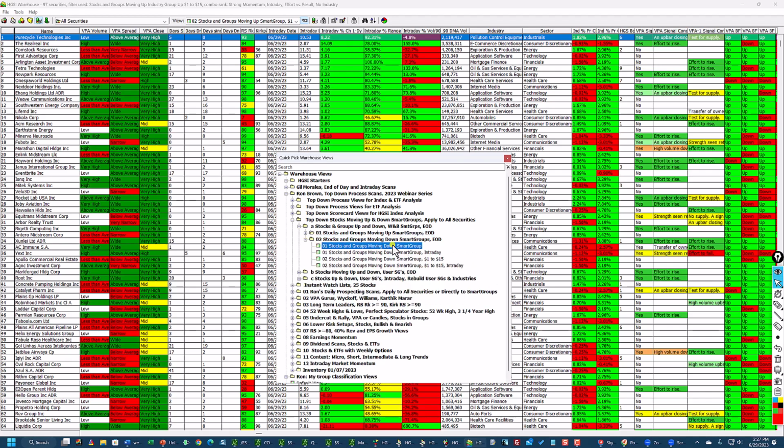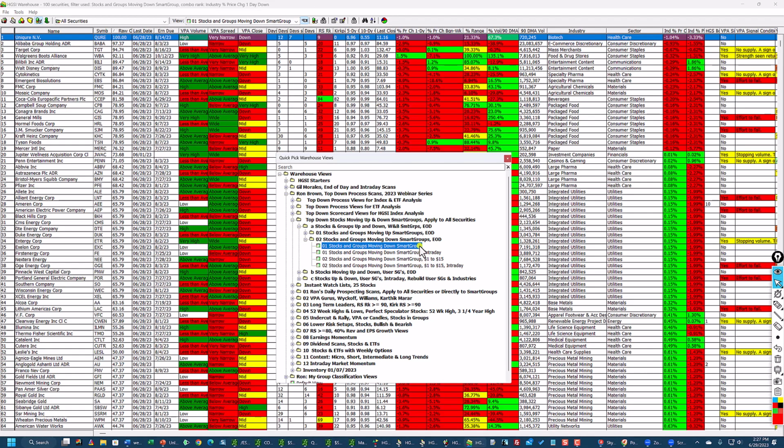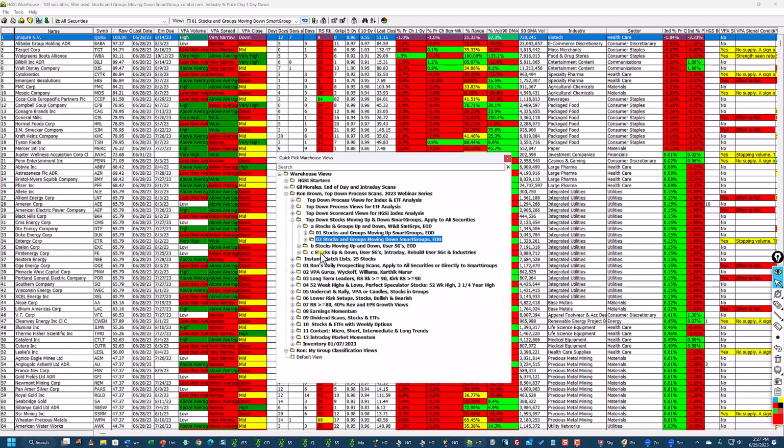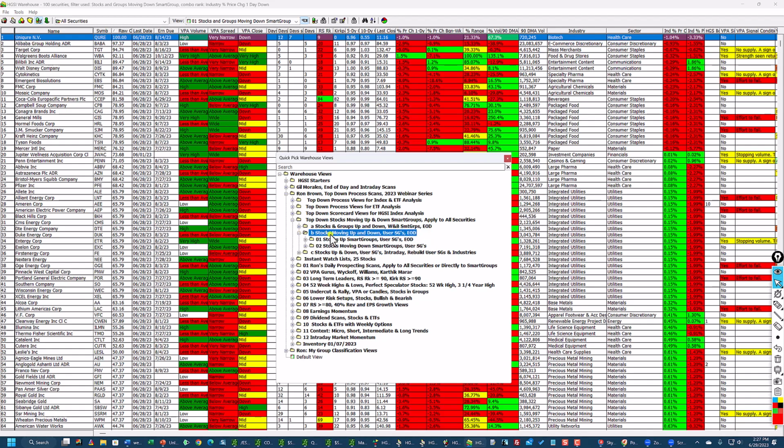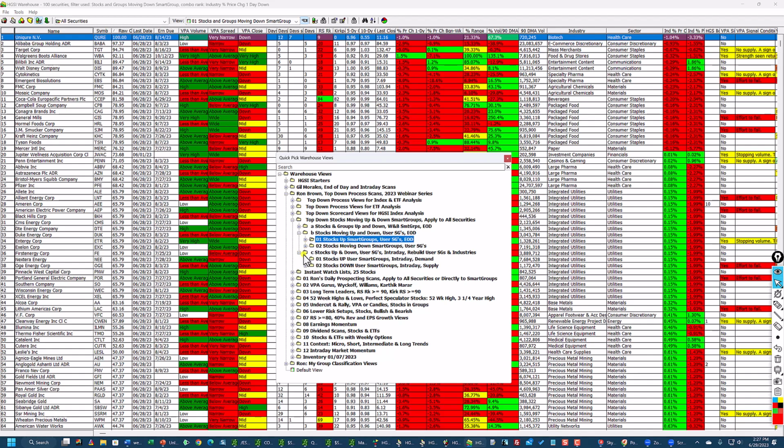Okay. Now the next one, I don't have to go through this one, but all it is I capture the groups that are moving up intraday and they go into this one. It's called stocks and groups up and down. No, I'm sorry, I'm the wrong one. I'm going to B. I'm looking for B. Moving up and down user smart groups end of day. So these are actually the stocks and groups captured at the end of the day for the stocks and groups that are moving up intraday.